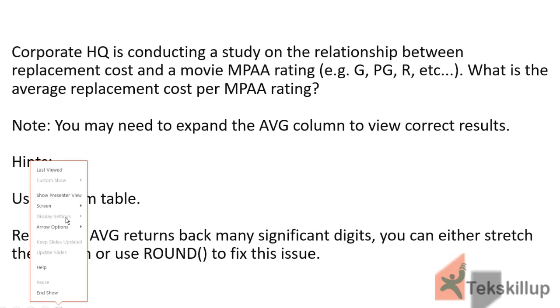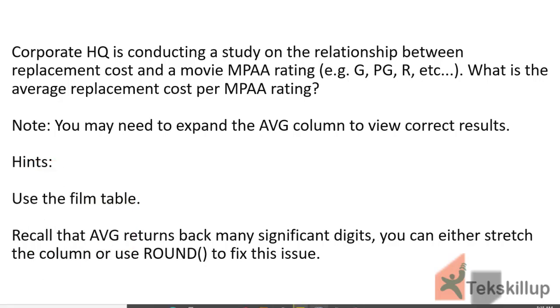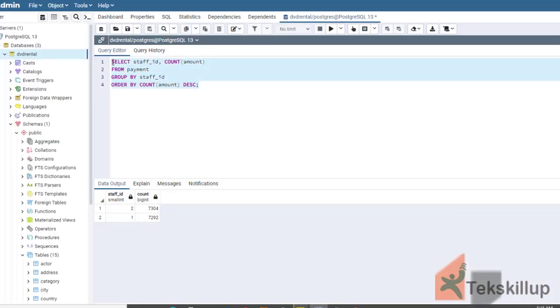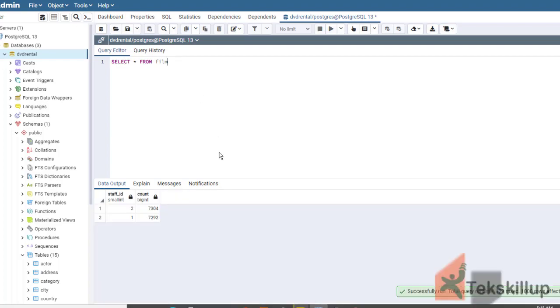Now, it says that we are to use a theme table. Let's head over to the PG admin. And then we are going to select our whole column from the theme table.